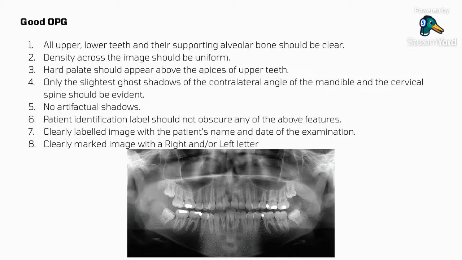The density across the image should be uniform, with no air shadow above the tongue creating a radiolucent band over the roots of the upper teeth. The image of the hard palate should appear above the apices of the upper teeth. Only the slightest ghost shadows of the contralateral angle of the mandible and the cervical spine should be evident. Okay, there should be no artifact shadows due to, for example, dentures or earrings or other jewelry.